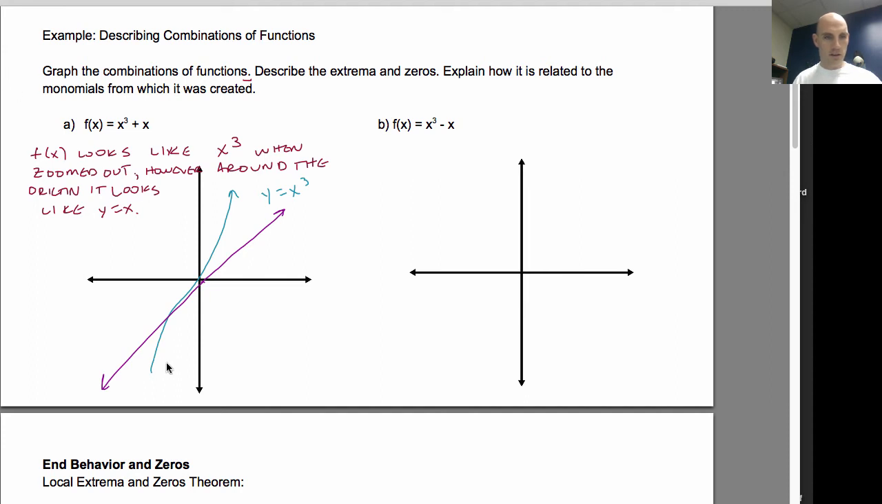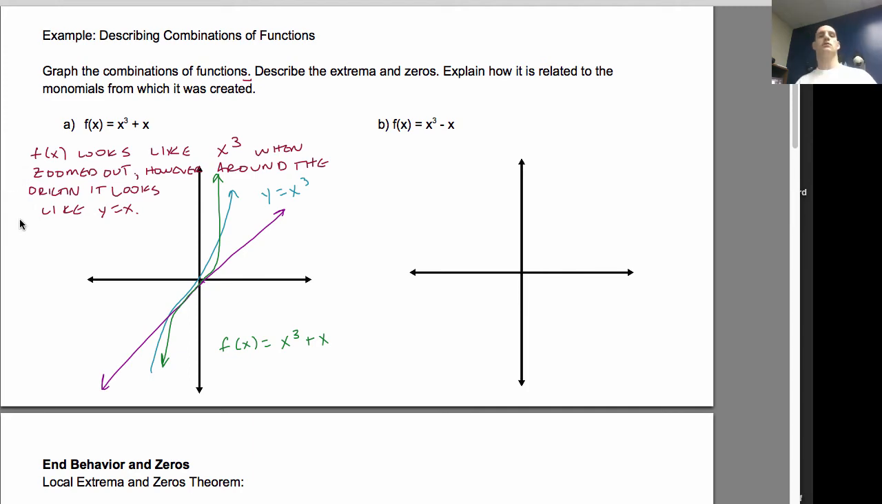But it's going to look, and it's going to follow y equals x around the origin. Okay? So the green one is f of x equals x cubed plus x. So it looks like x around the origin, just kind of following it, but as you zoom out, it looks more like that x cubed.